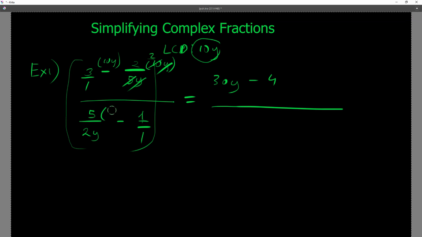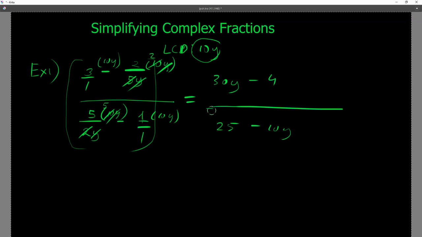So here you see I multiply by 10y. 10 cancels with 2, I have 5 left. y cancels with y, I have 25. See, 5 times 5 is 25. And I multiply this by 10y. I have just 1 times 10y is 10y.